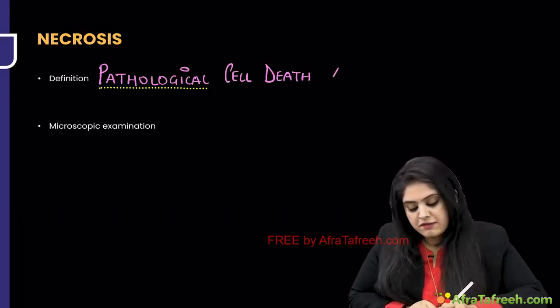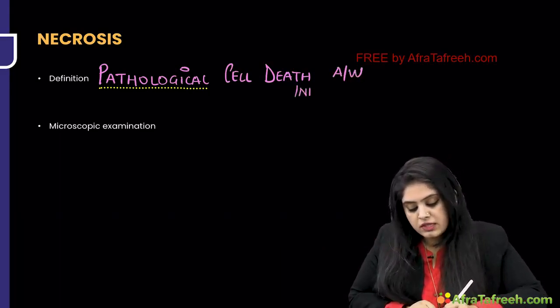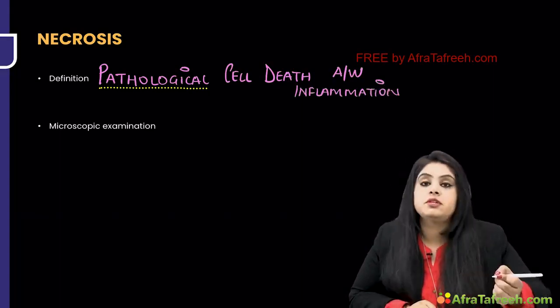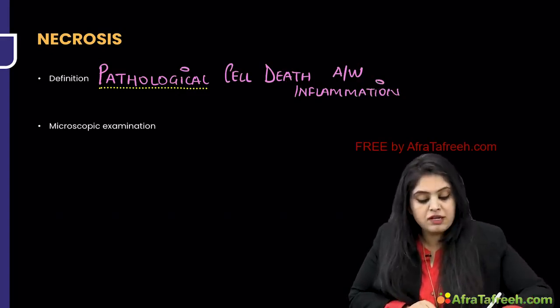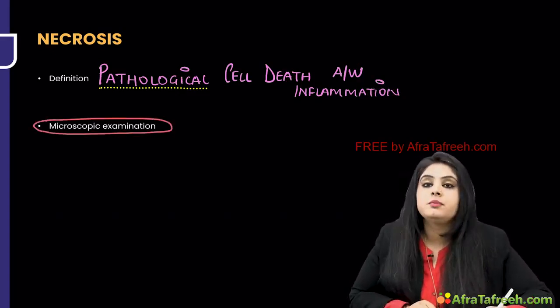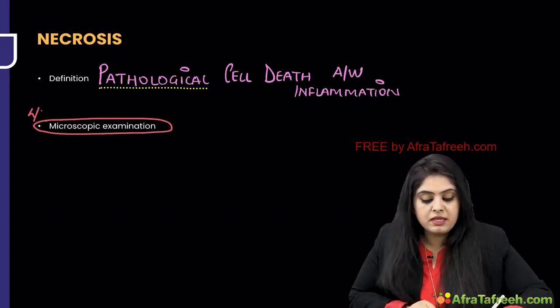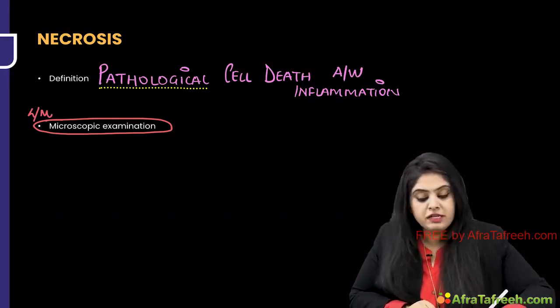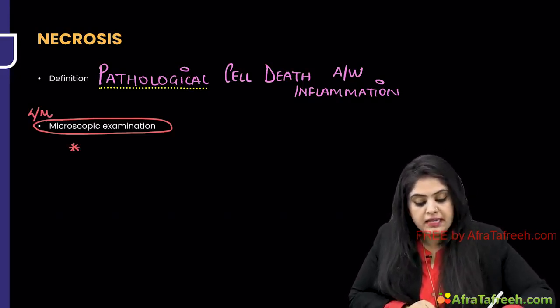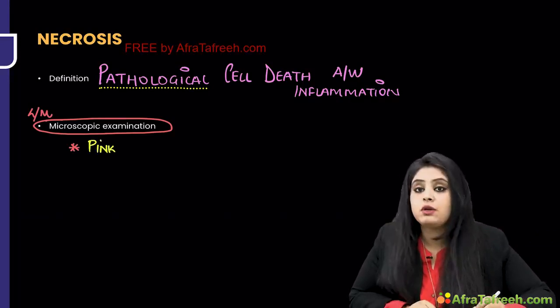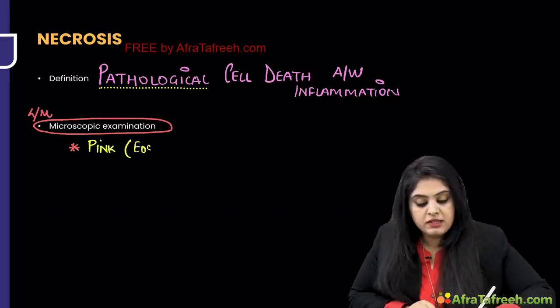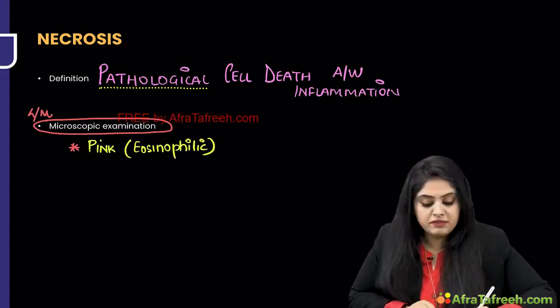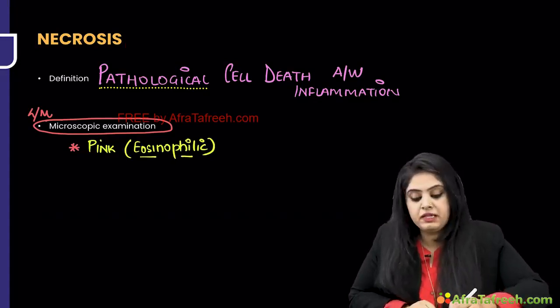And the next part of this definition is that it is associated with inflammation. It is always associated with inflammation. Inflammation is always present. So if you ask me to describe the microscopic appearance, when I say microscopy, by default I mean light microscopy. If you ask me to explain the microscopic appearance of necrosis, first and foremost, it's going to look pink. Now, whenever we say something in pathology is pink, we mean it is eosinophilic. Eosinophilic means eosin loving, pink loving. So it's pink in color.